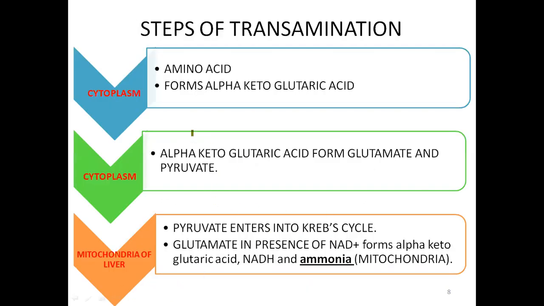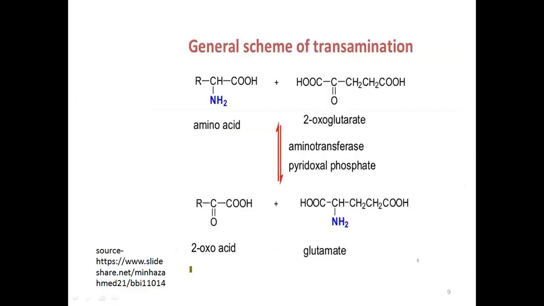So these are the steps that I have discussed, and you can see the final product of ammonia formation through transamination and deamination is the ammonia. Okay, so ammonia that is formed. So this is the reaction I was talking about.